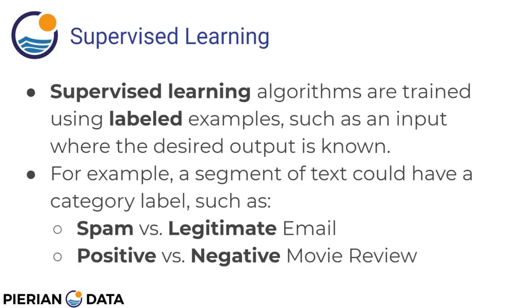Supervised learning algorithms are trained using labeled examples, and that's a key word, label, such as an input where the desired output is known. That means within your data set, you're going to have some historical features with historical labels. So you already have that information, such as a segment of text could have a category label. So you take a bunch of previous emails and someone has already gone by and classified them using the correct label. So they read the email and classified it as spam versus legitimate.